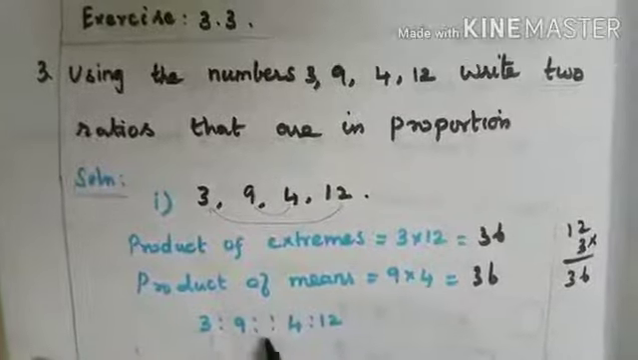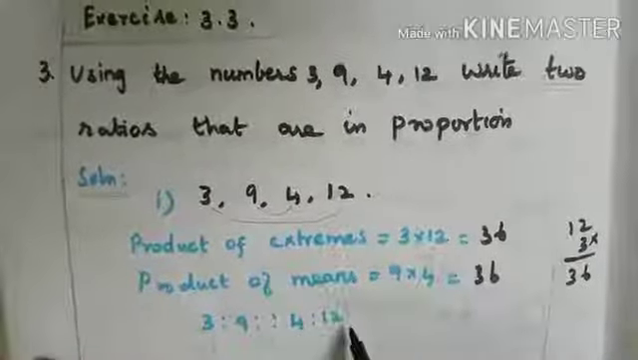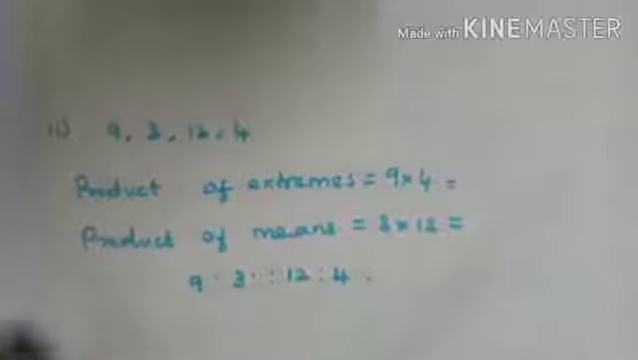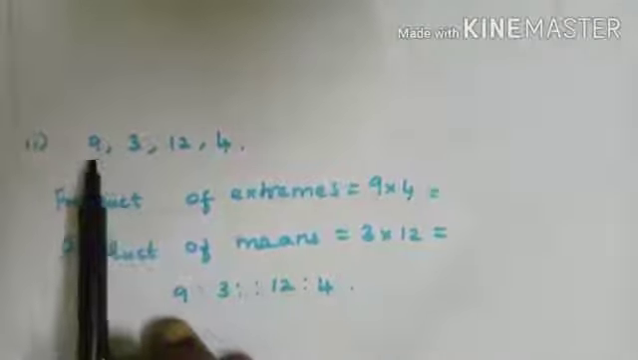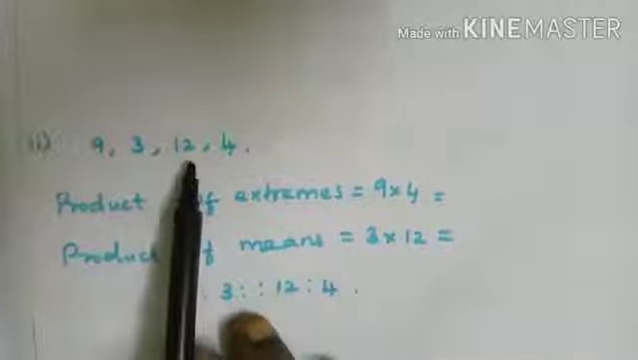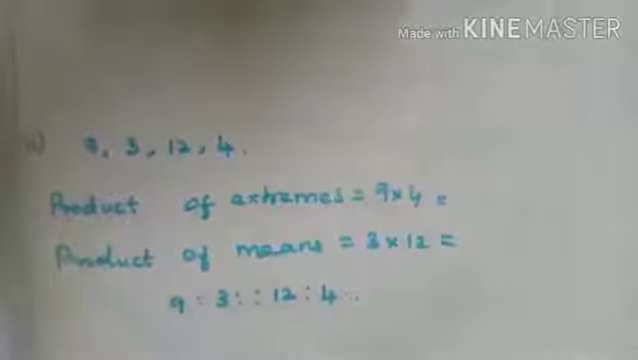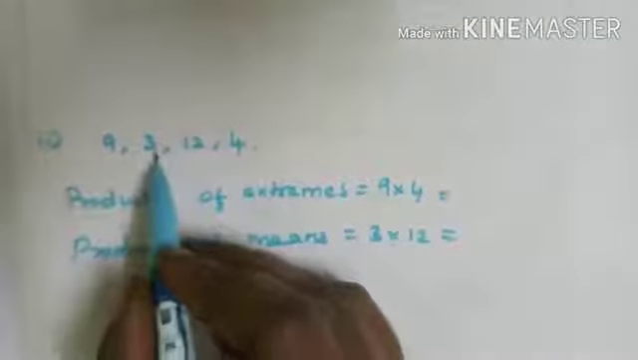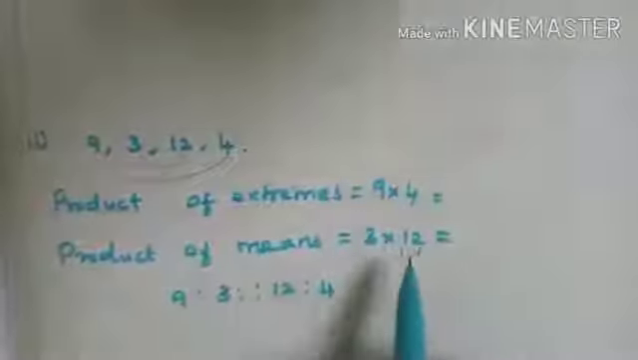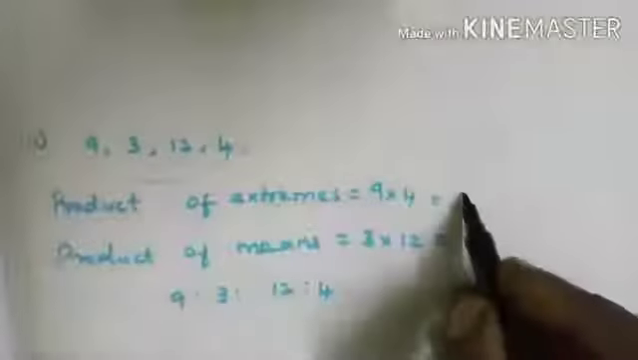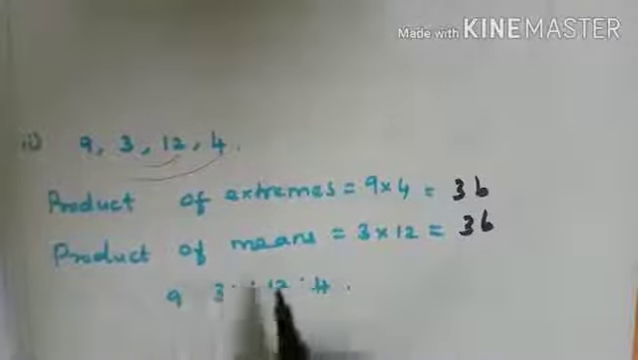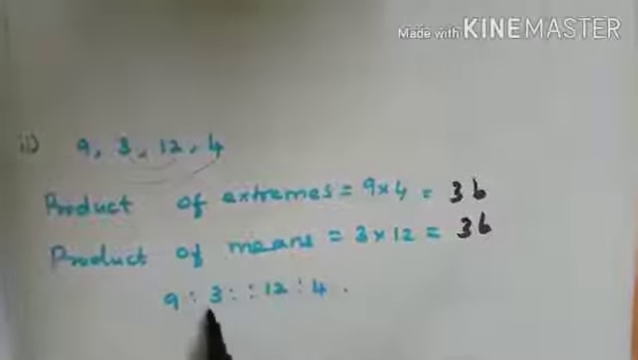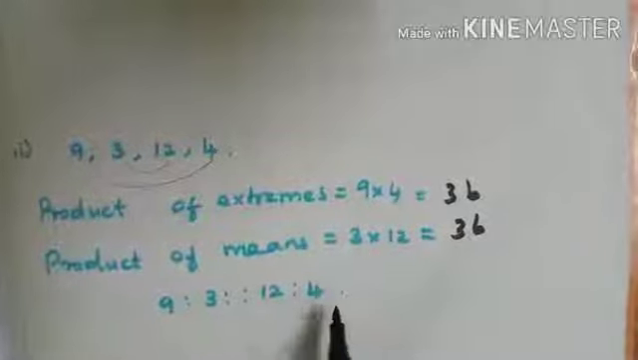Therefore 3:9::4:12. The numbers given are 3, 9, 4, 12. Now we are changing and putting. See, for 3, 9 I put here 9, 3 and for 4, 12 we put 12, 4. Now you see the product of extremes here, 9 into 4, and product of means, 3 into 12. So 9 4s are 36. 3 12s are 36. Therefore, we can write another ratio: 9 is to 3 as 12 is to 4.